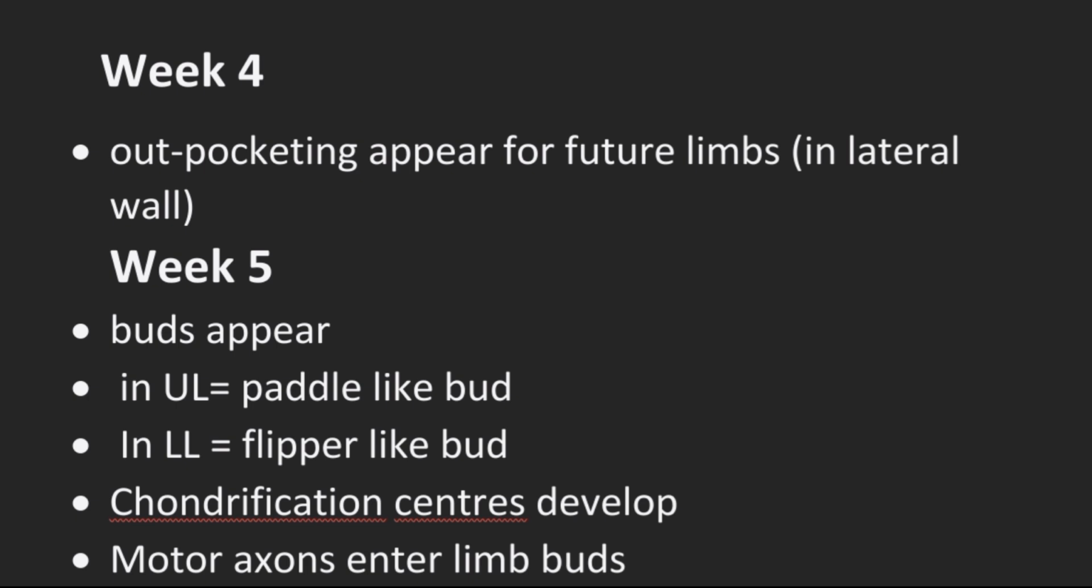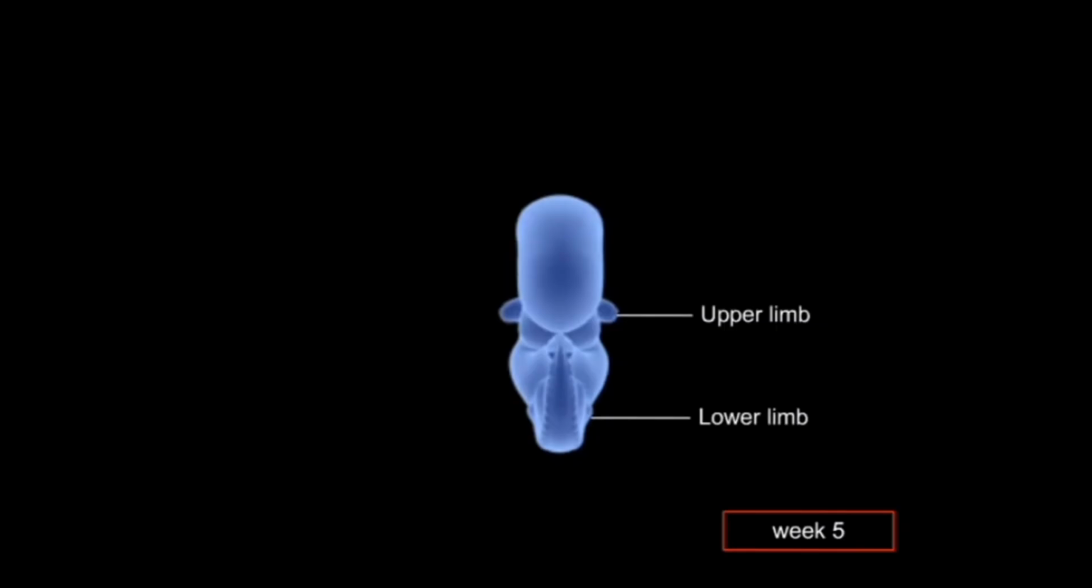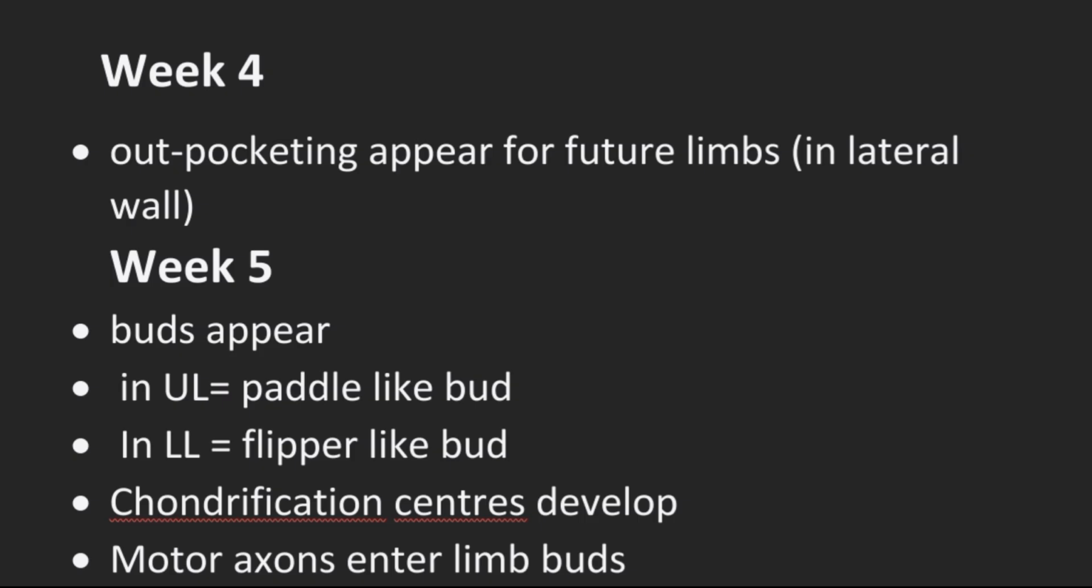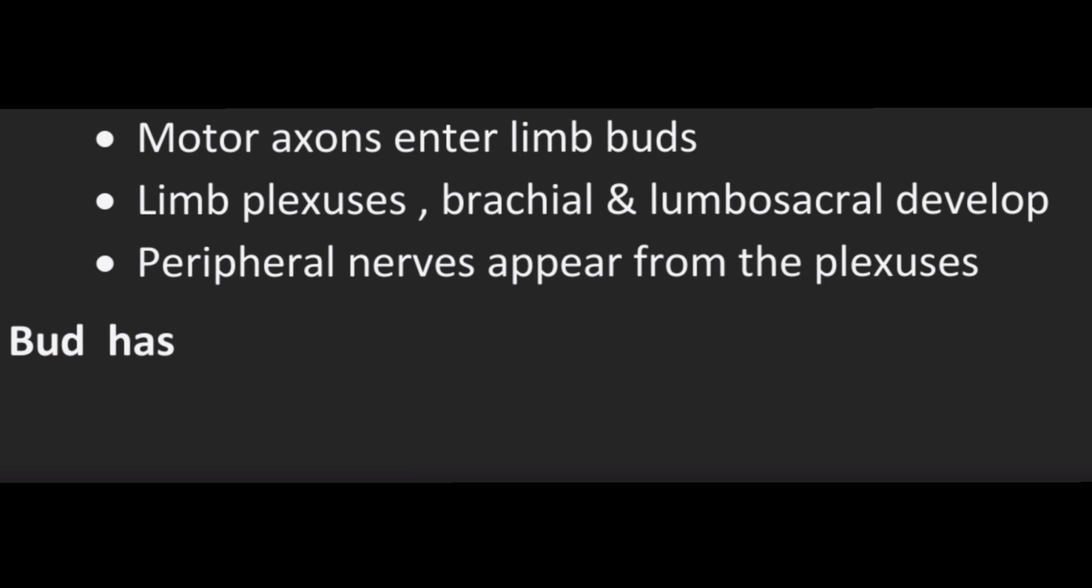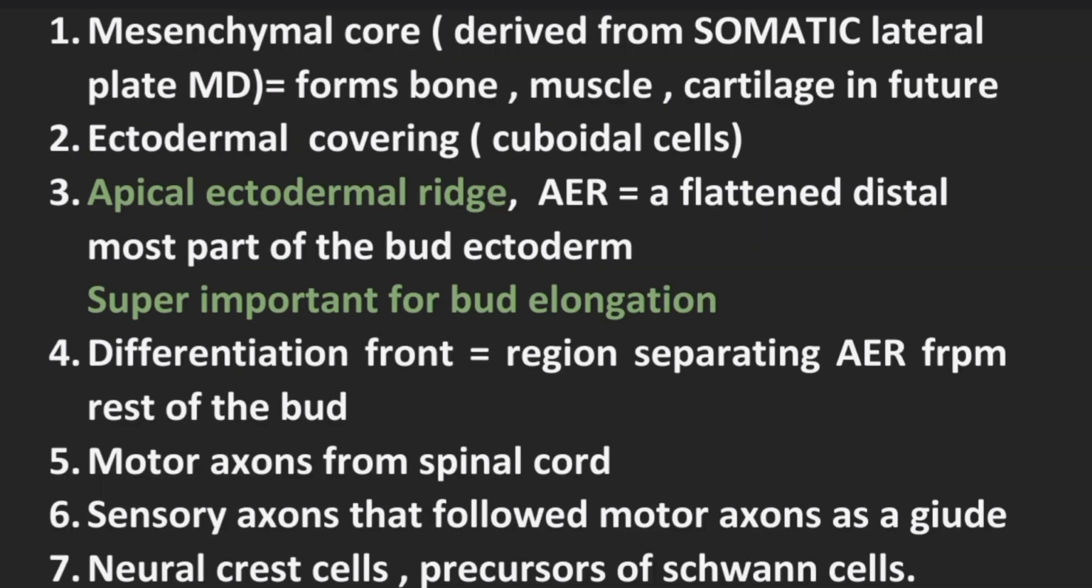And in the upper limb, this bud is paddle shaped, and in the lower limb, it is a flipper shaped bud, right? And the next event is that chondrification centers develop and motor axons come there, and the plexuses, the brachial and the lumbosacral plexus, develop, and the peripheral nerves appear. So basically, the skeleton is forming, and the nerves, both the sensory and the motor supply, are entering this bud, right? Now the bud is made up of like 4 or 5 important things.